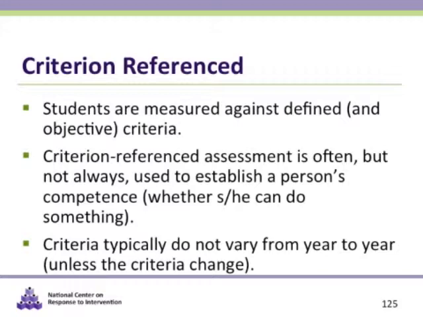So criterion reference is a different way of looking at it. With criterion reference, students are measured against a defined criteria. So it doesn't matter who is taking the test; there is criteria that says a kid is proficient or not proficient. Criterion reference tests are often, but not always, used to establish competency. So if you took a driver's test or your end of chapter test, we want to know, do you know the information or do you not? Unlike a norm reference, the criteria typically don't vary year to year because it's irrelevant of the population that's taking the assessment.